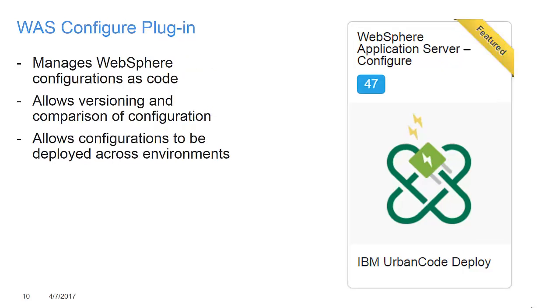The second plugin we'll talk about is the WAS Configure plugin, and we're going to talk a lot more about this later in this video, but this is what really manages your WebSphere configurations. It manages your configuration data as code, which allows you to version it and do compares, and it allows you to deploy your configurations across multiple environments.